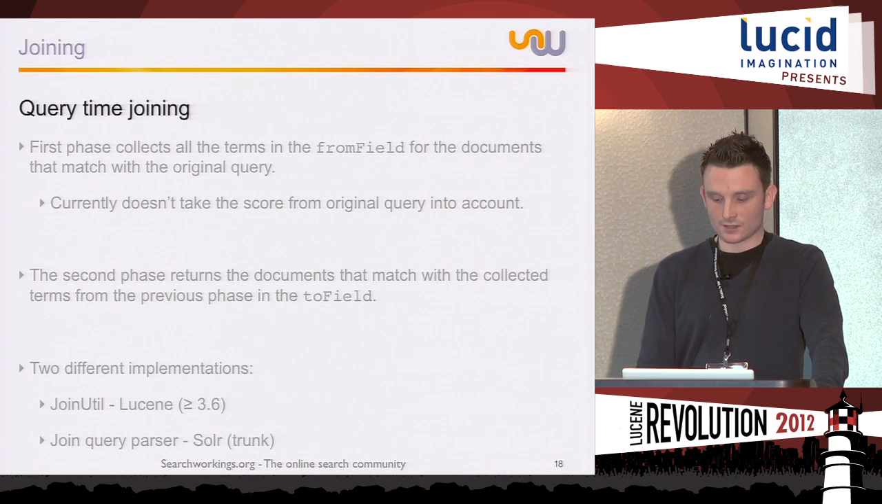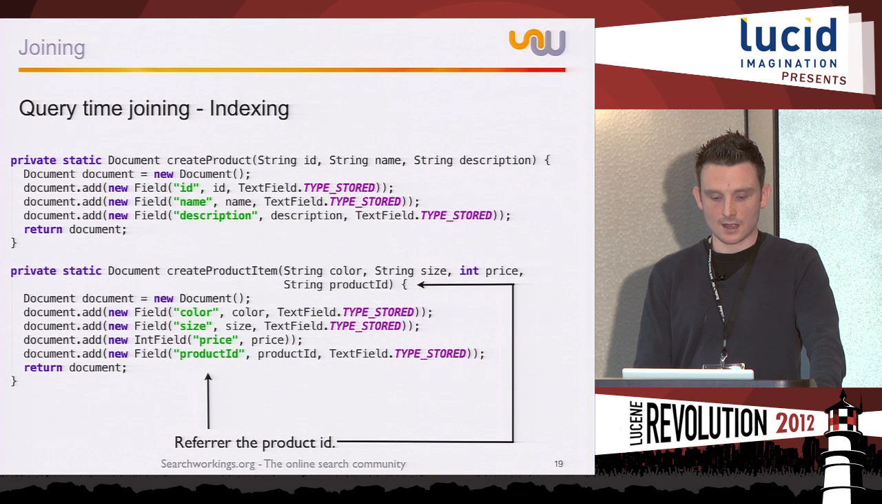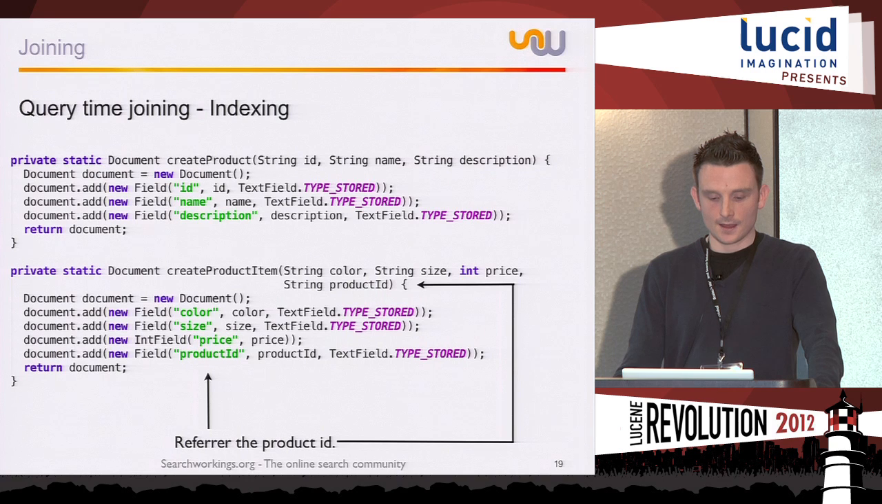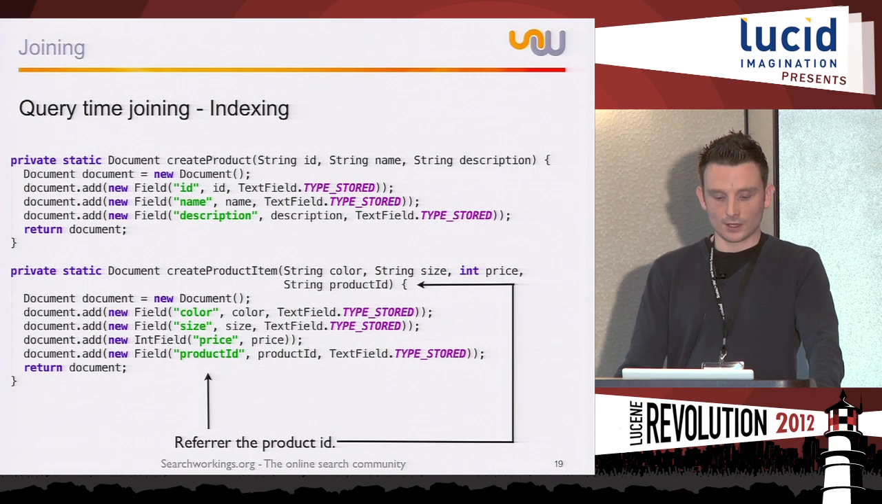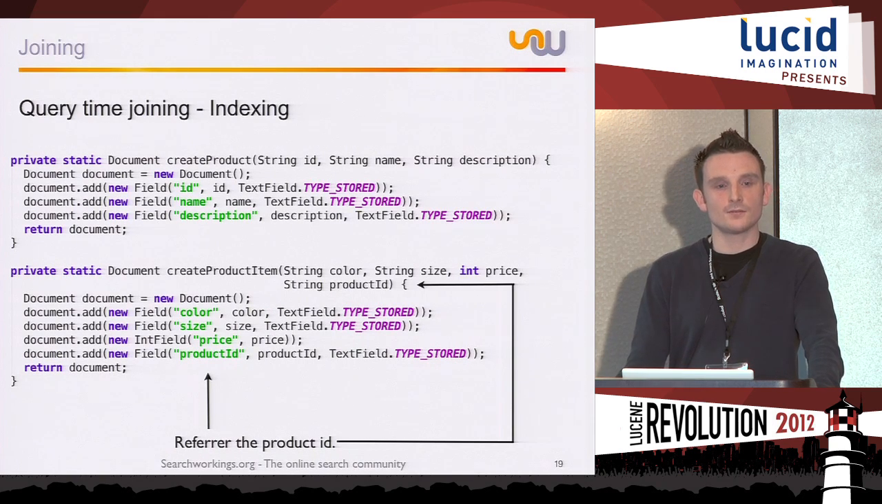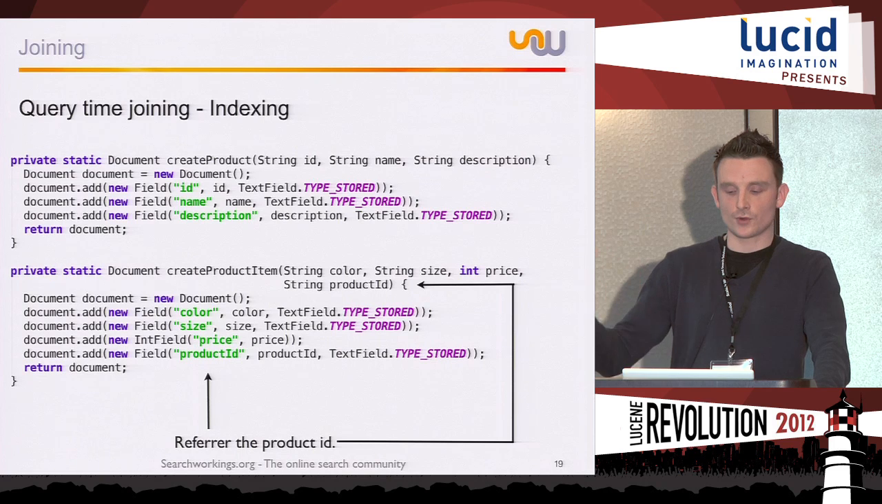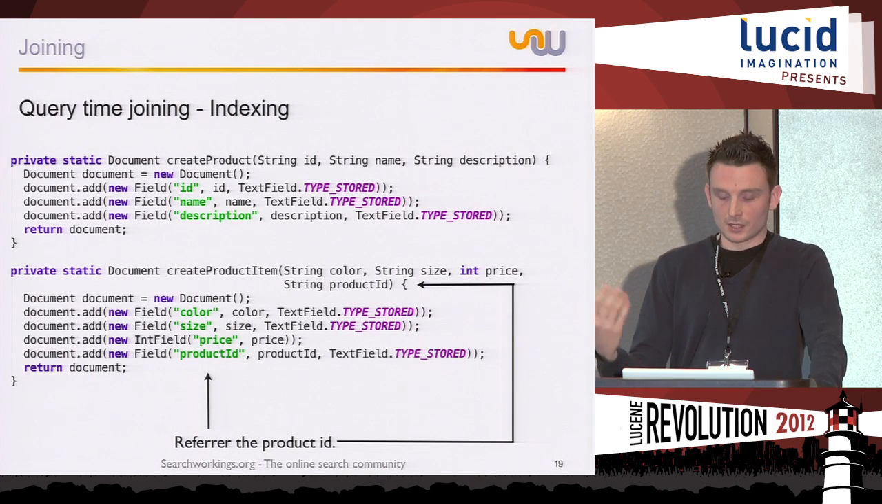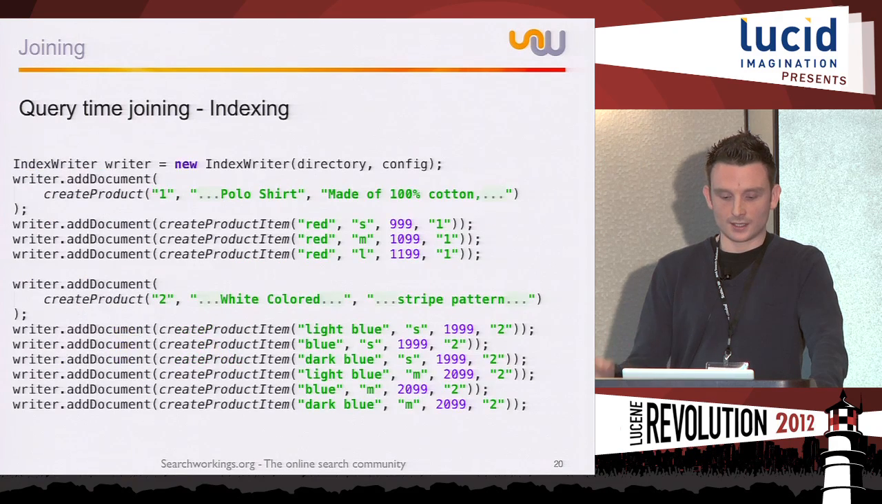So if we take a look at some code. We have two factory methods, create product item, and we don't have to mark the parent anymore. The only thing we do is we have a product ID field in a product item that just references a product. And then we can just index, and the indexing is straightforward, adding product items in any particular order you wish.